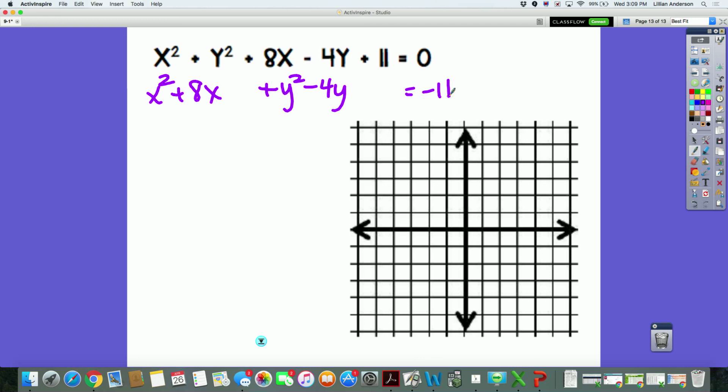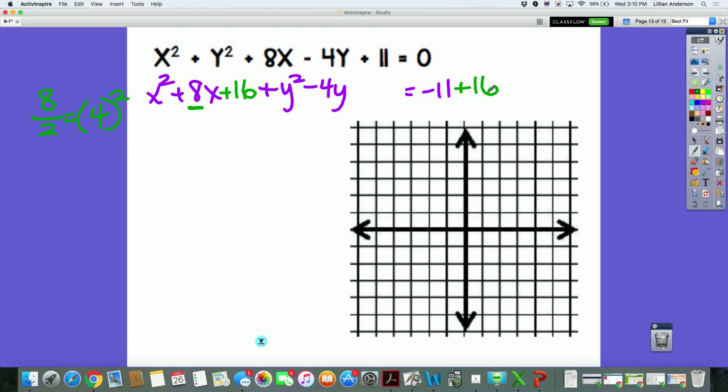Now we're going to do a concept that we did back in first quarter when we were talking about quadratics. Do y'all remember completing the square? All you have to do is take your b, the number that's attached to x or y, because we have to do it twice. Take that number and divide it by 2. What do you get? 4. Then you take that number and square it. 16. You put it there, and you put it here.